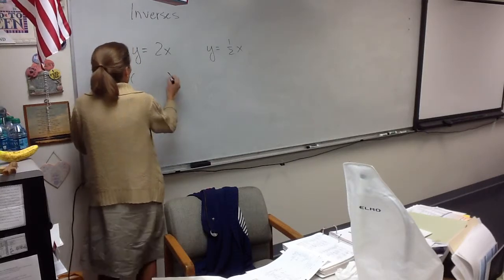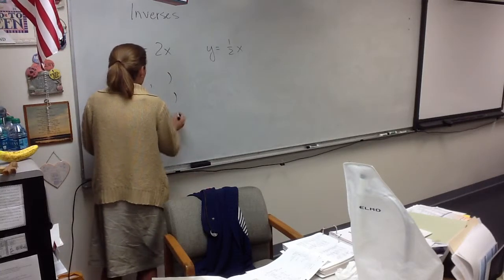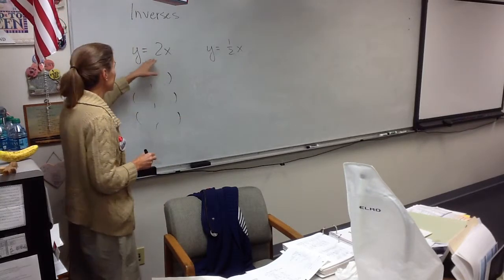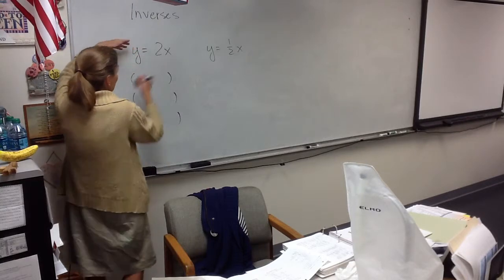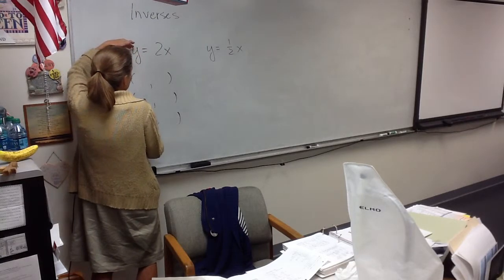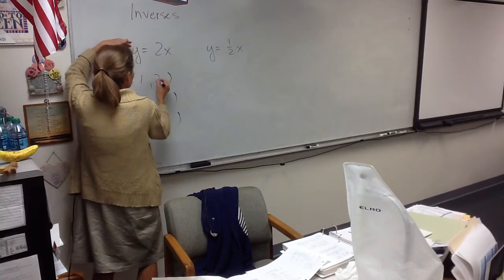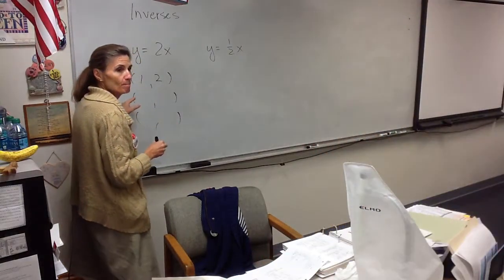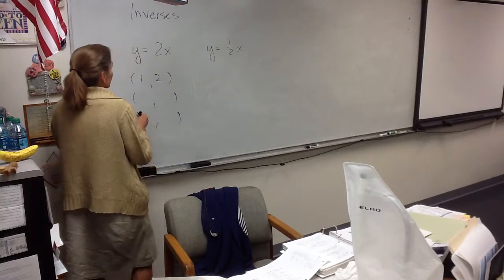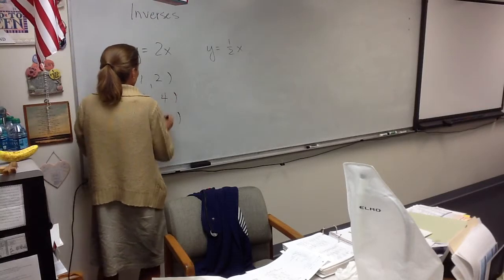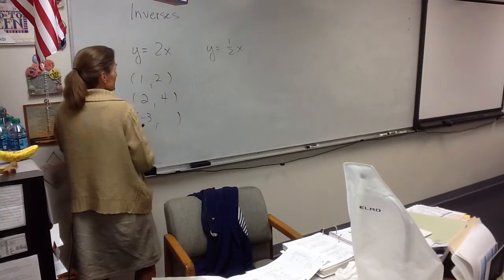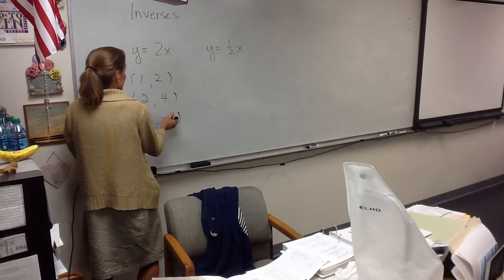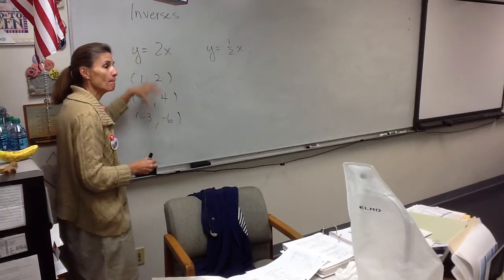Let's talk about some ordered pairs that are part of this line. What would be some ordered pairs that would be part of this line? Give me one ordered pair. 1, 2. Yep, there you go. If you let x be 1, y is 2. What would be another ordered pair? 2, 4. How about -3, -6? So those are some examples here.